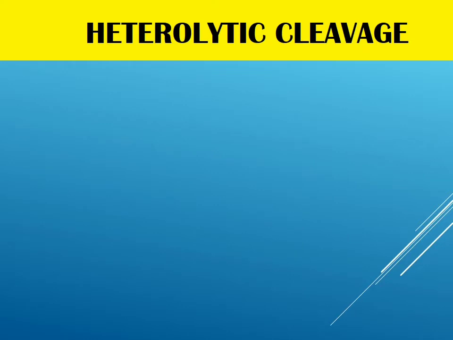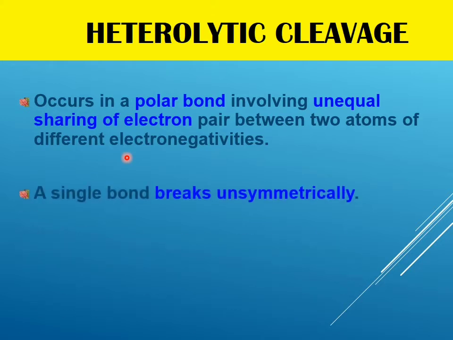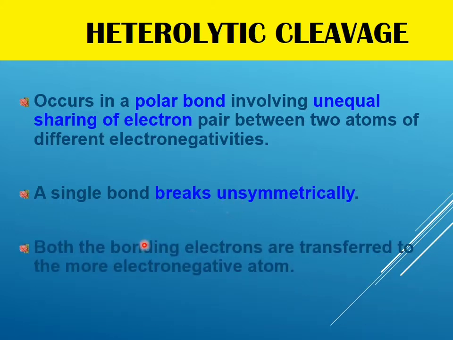Heterolytic cleavage happens in a polar molecule involving unequal sharing of the electron pair between two atoms of different electronegativities. So a single bond breaks unsymmetrically. The bonding electrons will be transferred to the more electronegative atom. So a cation and an anion will form.